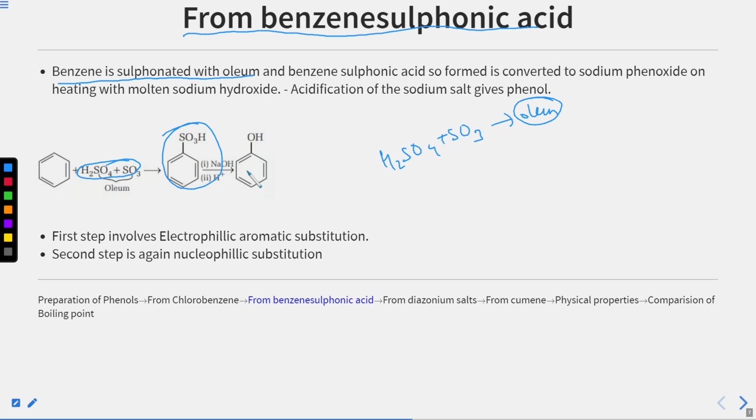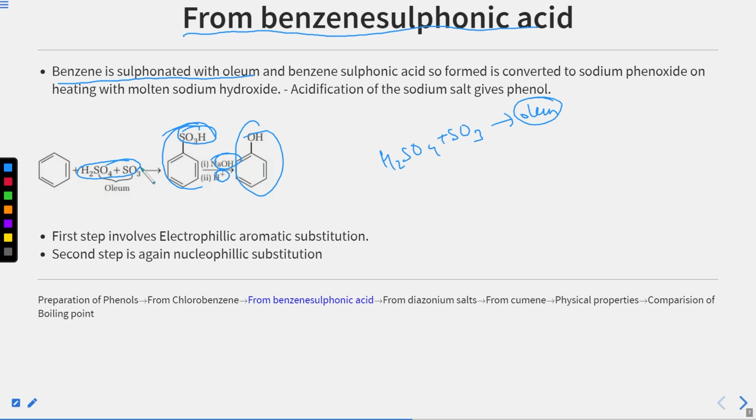Now the second step is again a nucleophilic substitution. So we have to treat it with NaOH. Since this SO3H is a good leaving group, it facilitates the nucleophilic substitution and it occurs under normal conditions. Further, you protonate that sodium phenoxide with H plus, and you get back your phenol. So the processes are the same. Only one step is increased. Here we have done first the electrophilic aromatic substitution.